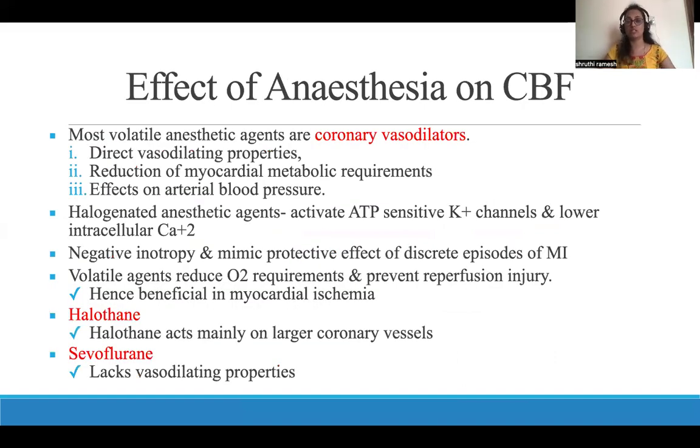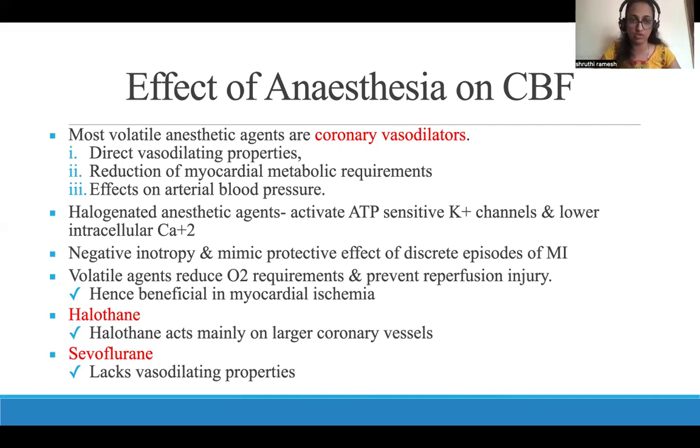Coming to the effects of anesthesia on coronary blood flow, most volatile anesthetic agents are coronary vasodilators. They act either by direct vasodilating properties, by reduction in the myocardial metabolic requirements, or indirectly by effects on the arterial blood pressure. Halogenated anesthetic agents activate ATP sensitive potassium channels and lower the intracellular calcium.